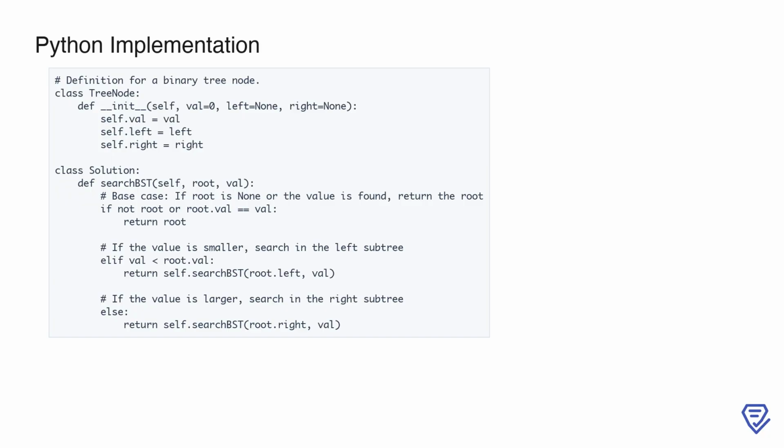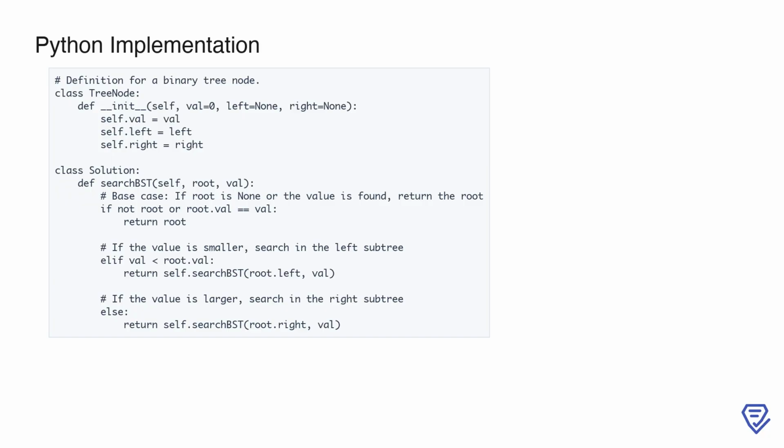2. Recursive search. If the target value is smaller than the current node's value, the function recursively searches the left subtree, root.left. This is because, according to the BST property, smaller values are always located in the left subtree. 3. Right subtree search. Conversely, if the target value is larger than the current node's value, the function recursively searches the right subtree, root.right. Larger values are always in the right subtree.